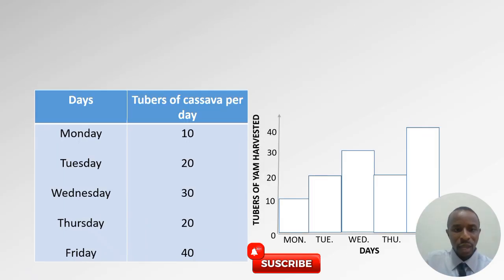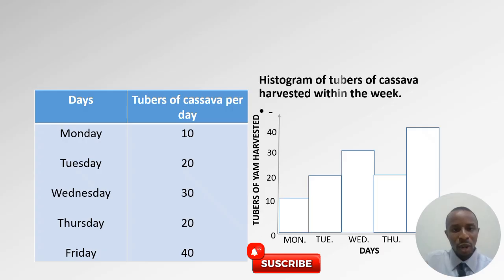The second type of bar chart, before we go to component bar chart, there's another one which is histogram. The difference between histogram and bar chart is that for bar chart there is space in between the bars, but for histogram there is no space. As you can see from here, they are joined together.